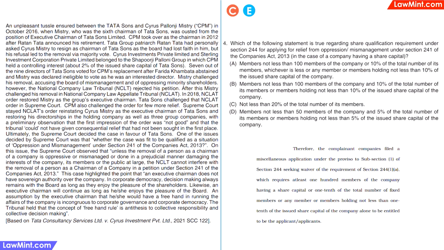question correctly. Question number 4 is asking about the requirements under Section 244 for applying for relief under Section 241 of the Companies Act. This is not a direct question because this answer is not directly available within the passage. This is a contextual question because the actual judgment text contains the answer. This is also an external question because it can be answered if a student is familiar with the requirements of the various provisions of the Companies Act.